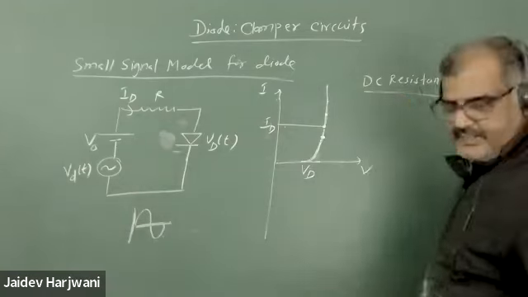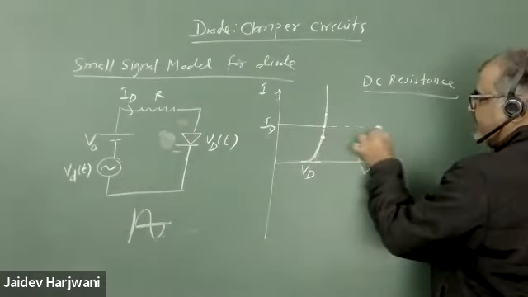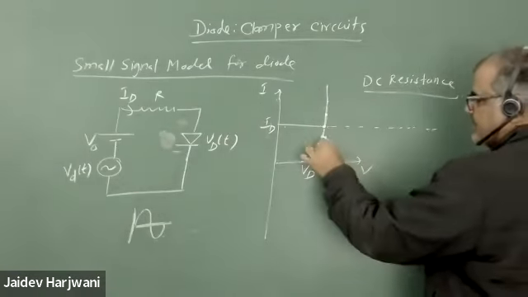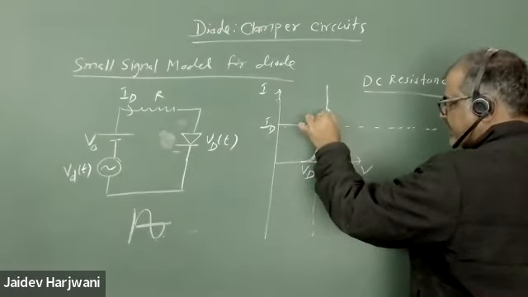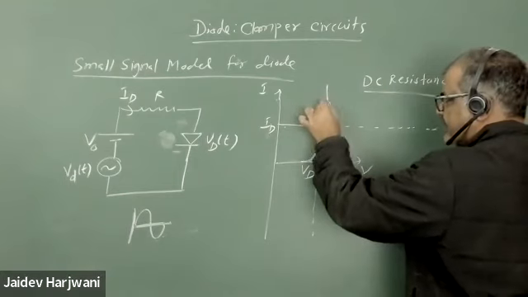This point will vary means, now let me say this is my ID. Sir, can you explain once more about this input? Yes, I'm explaining. Now suppose I'm applying a small signal. Let me take this point here.